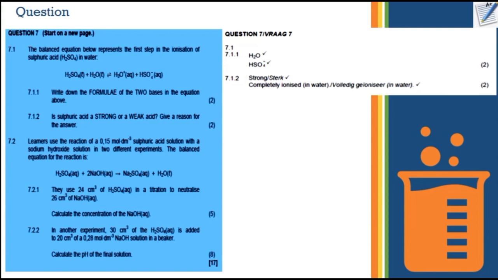Now, question 7.2.1 says, the learners use 24 cubic centimeters of sulfuric acid in a titration to neutralize 26 cubic centimeters of sodium hydroxide. Calculate the concentration of sodium hydroxide. Remember now, the number of moles of sulfuric acid is 1, and the number of moles of sodium hydroxide is 2. We can see that from the balanced equation. So how do we proceed from here?